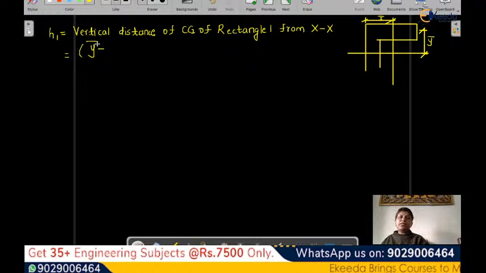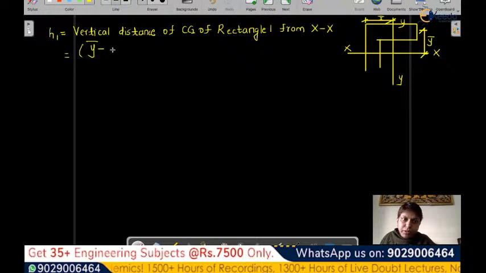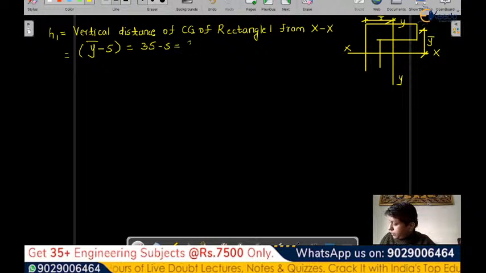So H1 is the vertical distance of the CG of rectangle 1 from the x axis. This is our x axis and this is our y axis. So the distance from the x axis is what we have to see. We consider y bar minus half of it. 10 by 2, this is 10 millimeter, so 10 by 2 will be 5. Y bar is 35 as per our calculation, so 35 minus 5 is 30 millimeter.